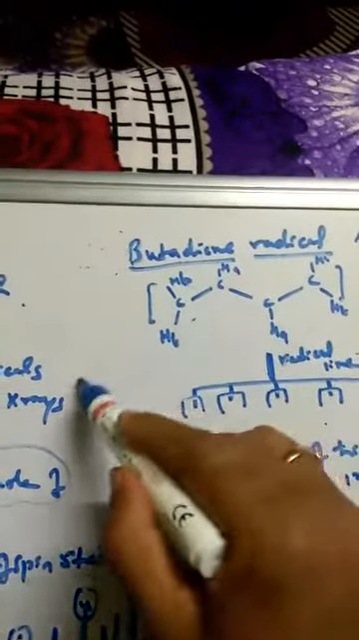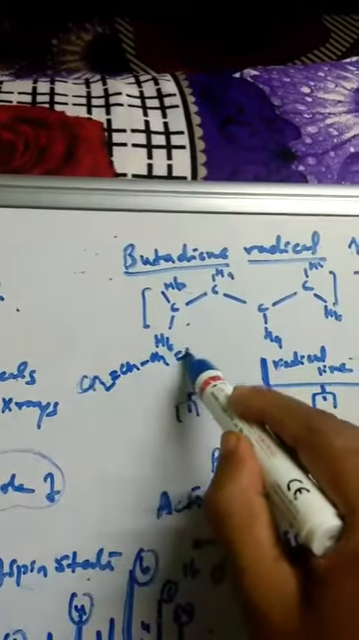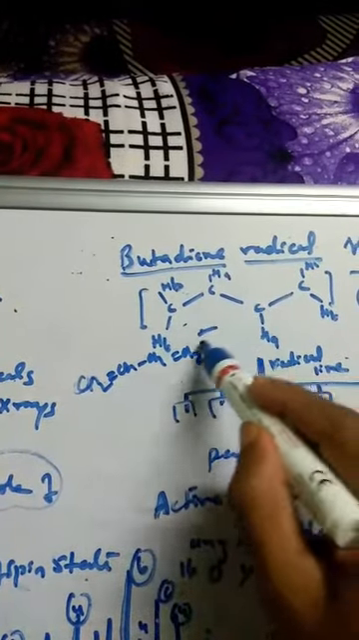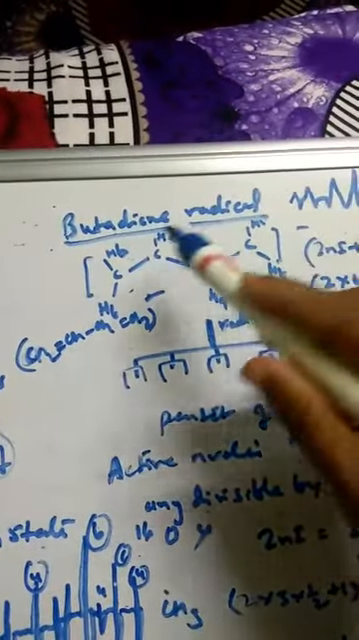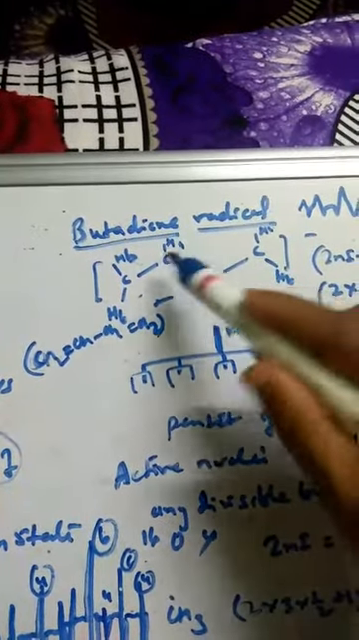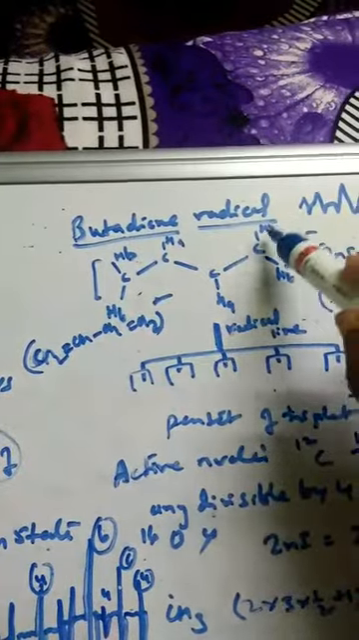Now one more example, hope it will be clear here: the butadiene radical. You take the butadiene radical anion, CH2 double bond CH double bond CH2 minus. Here I have taken different protons, HB, HA, HE. These protons have the same environment, so you have 4 HB and 2 HA.